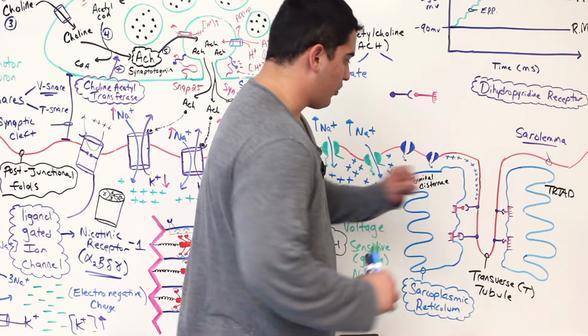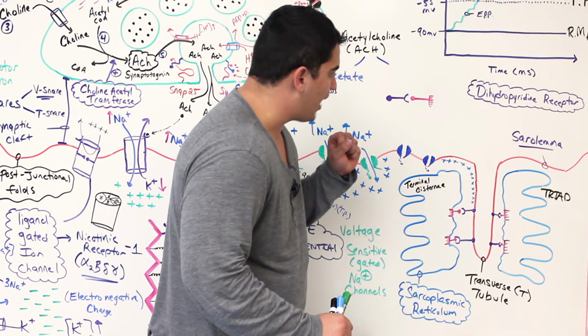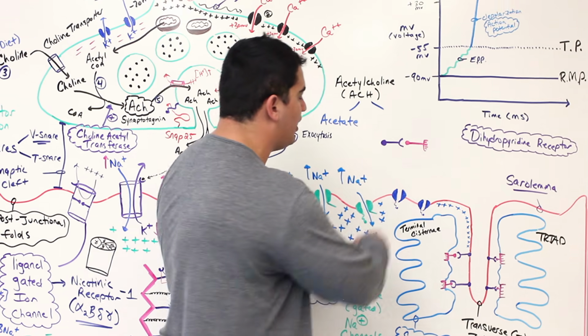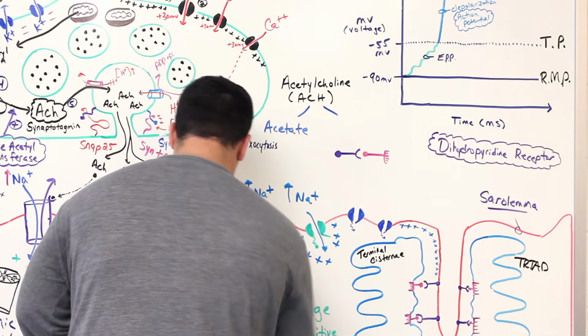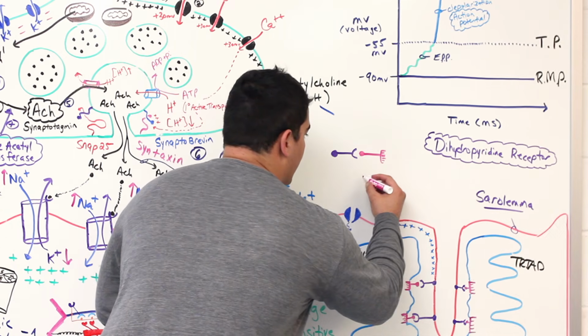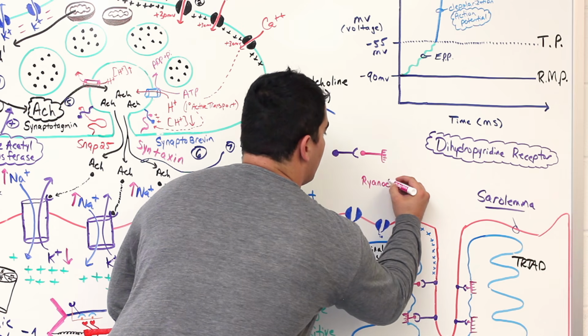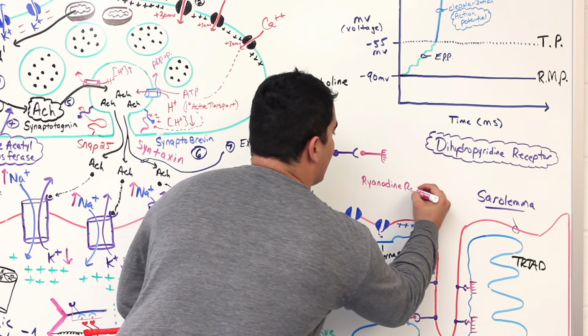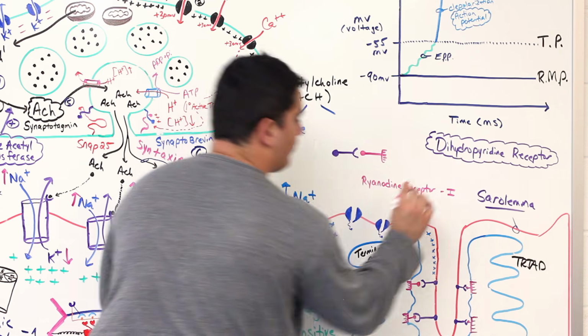Okay, now we're going to talk about this. On the sarcoplasmic reticulum, you have this special type of protein. So again, what is this purple protein? It's called the dihydropyridine receptor. This pink protein is specifically called a ryanodine receptor. And if we really want to be picky, type 1. Okay?